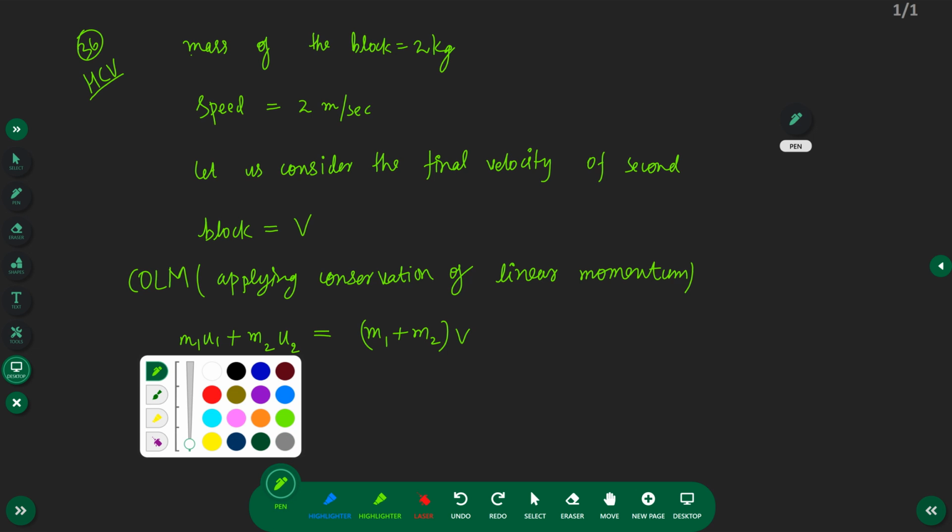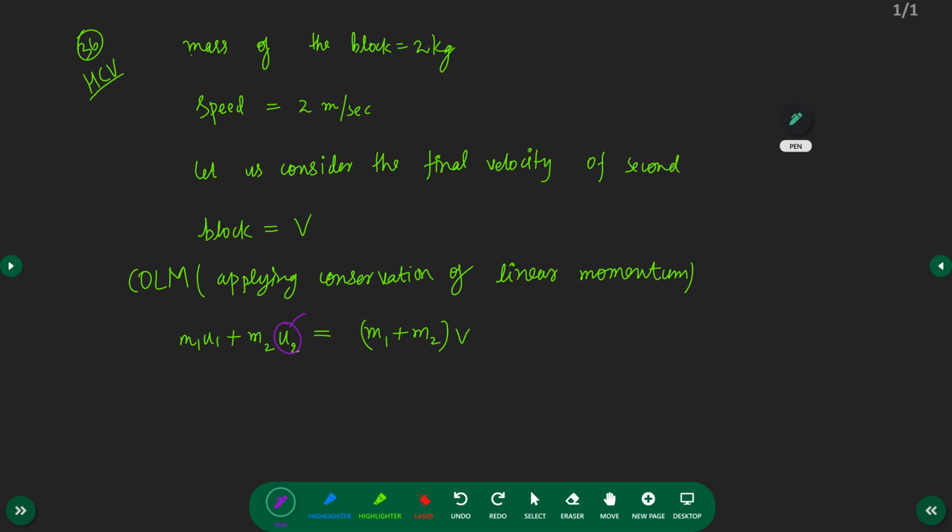Here U2 is given 0, because the second block was at rest initially. So this quantity will become 0. So m1 is 2, u1 is 2, so 2 into 2 will be equal to m1 plus m2. Both have equal mass, 2 and 2, so 2 plus 2. Common velocity is V. So both of the blocks will be moving with common velocity V equals 1 meter per second, right?